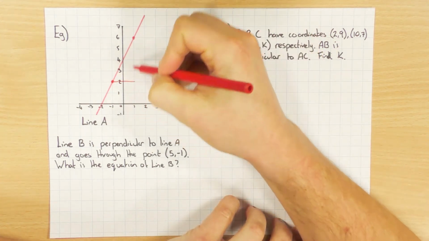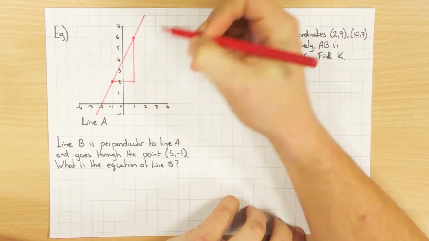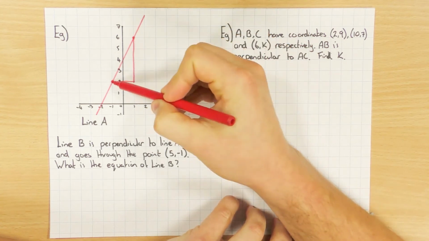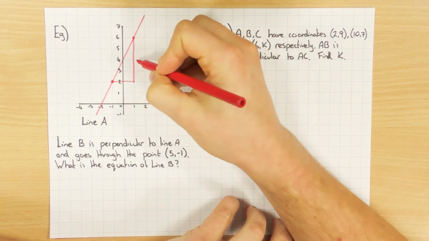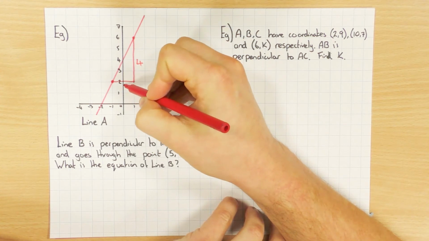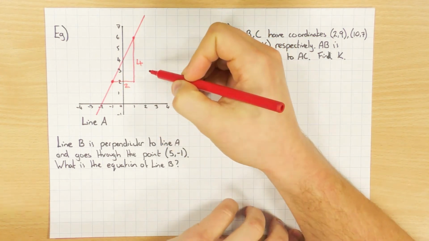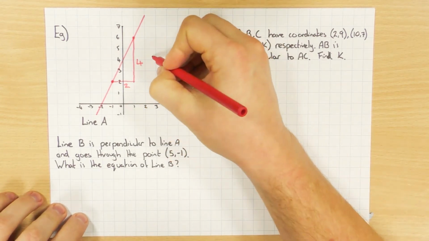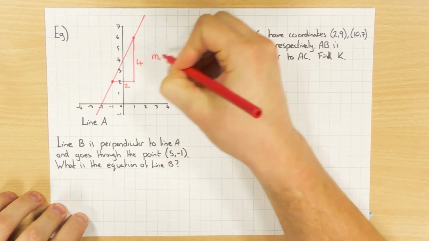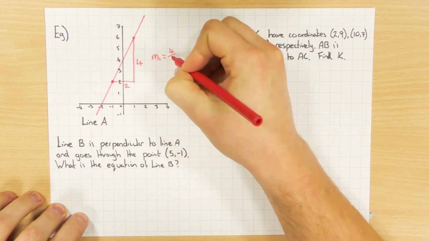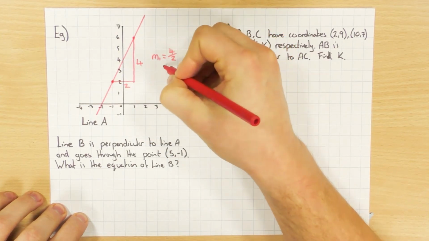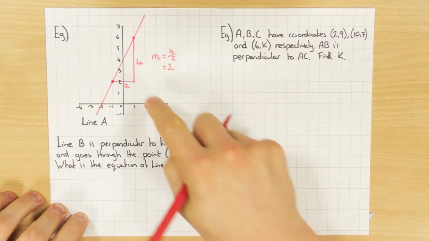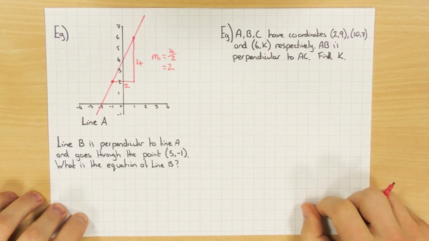I'm going to draw my triangle, and I go left to right. So what is the change in y? Well, it's 4. And what's the change in x? Well, it's 2. So exactly the same method, really, as the previous example we just did. Okay, so to work out the gradient of this line, I do the change in y, which is 4, divided by 2. So 4 divided by 2 is obviously 2. So the gradient of this line, line A, is 2.